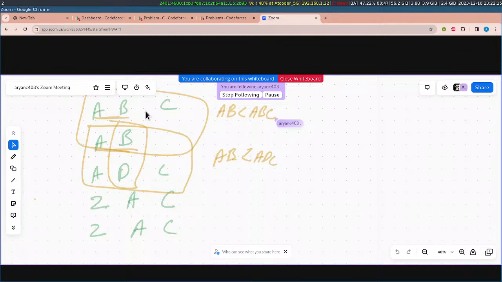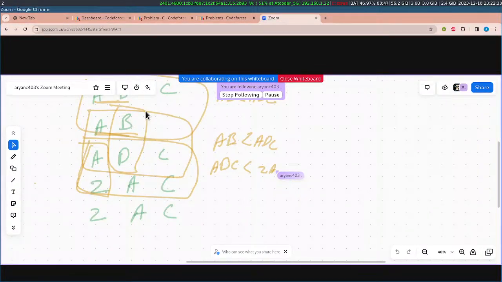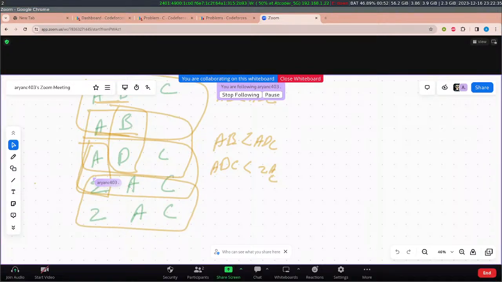Similarly, if we compare ADC and ZAC, the first place where they differ is A and Z, and because A comes in the alphabet before Z, it holds that ADC is less than ZAC. Similarly, ZAC and ZAC are equal, so one is not smaller than the other. Basically, it is the order in which they appear in the dictionary. Yes, Rajiv, you are right.